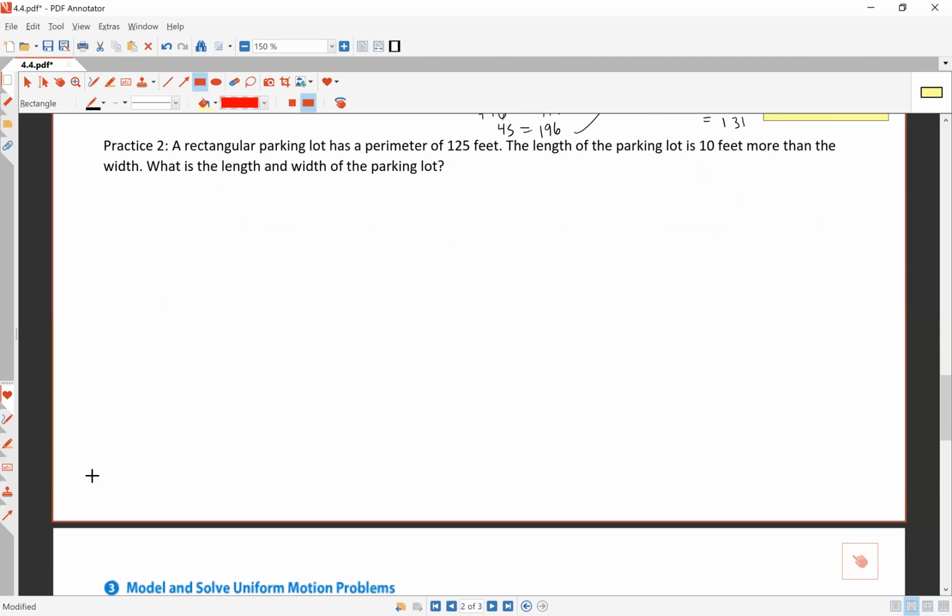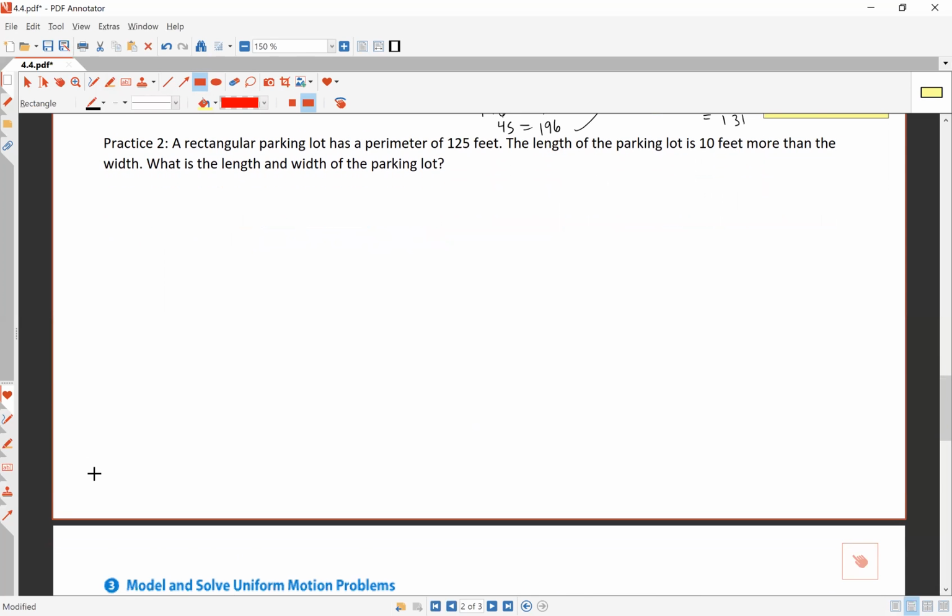Practice 2 is for you to try: a rectangular parking lot with a perimeter. I encourage you to press pause on your video, work this out, and come back when you're ready to see the solution. Now that you've had a chance to work this out, I'll work this out for you.